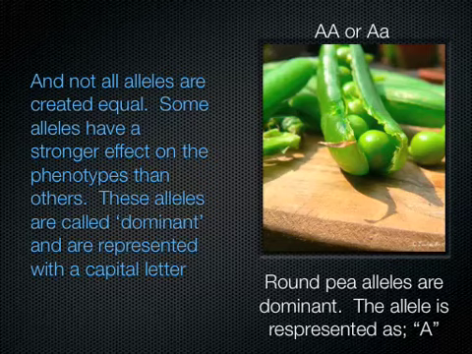Not all alleles are created equal, so some have a stronger effect on the phenotype, and we call these the dominant alleles. In the picture shown, it represents peas that are round. Round peas is a dominant trait, so we're going to represent that with a capital letter. So let's take a capital letter A. Capital letter A will represent the allele for round peas. These peas in the picture must then have a capital A allele in their genes. They have to have two alleles, so the combination could either be two capital A's or capital A and a lowercase a.